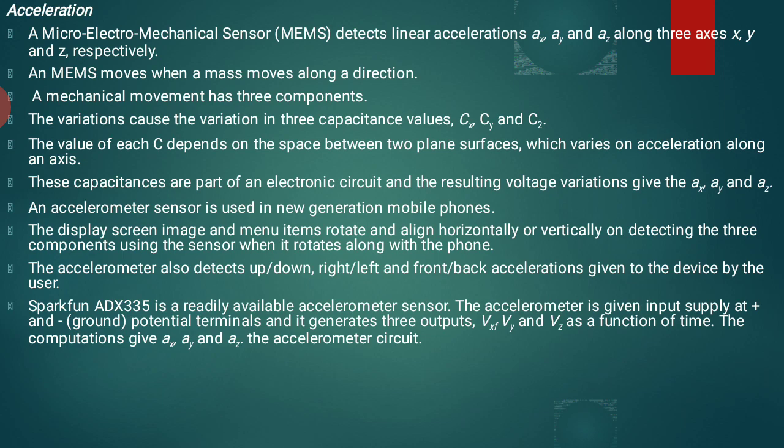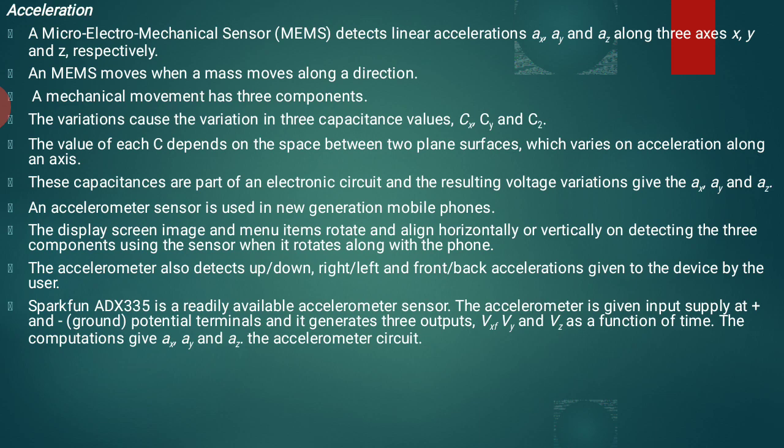A mechanical movement has 3 components. Whatever movement we make, that movement will have 3 components. The variation causes a variation in 3 capacitances. Whatever movement is made, that variation will be identified in 3 capacitance values, that is Cx, Cy and Cz: capacitance X, capacitance Y and capacitance Z.